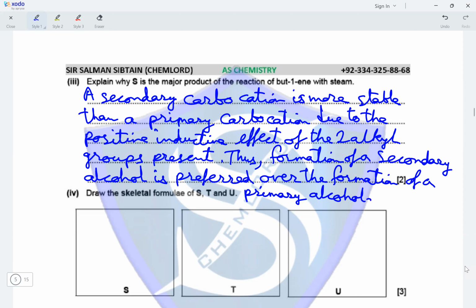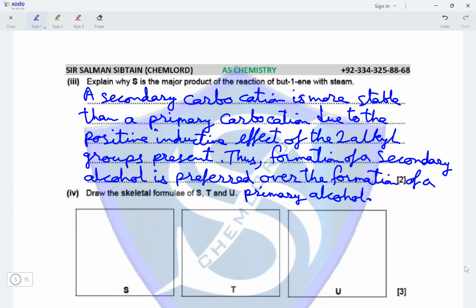So since the number of R groups is more, they stabilize the carbocation to a greater extent. So its formation would be preferred because when the carbocation forms, it needs to be stable in order for it to undergo a nucleophilic substitution reaction and replace the positive charge on it with the nucleophile.